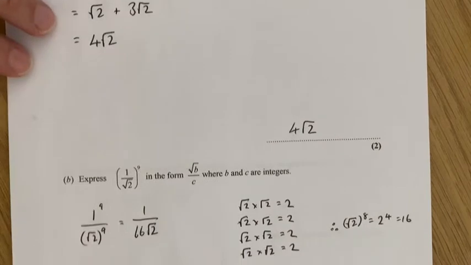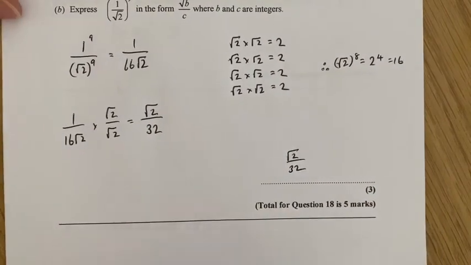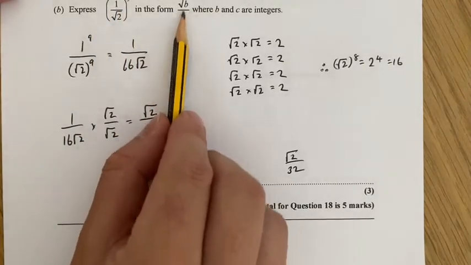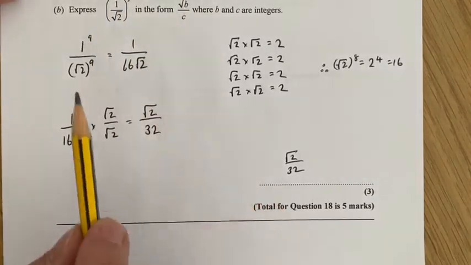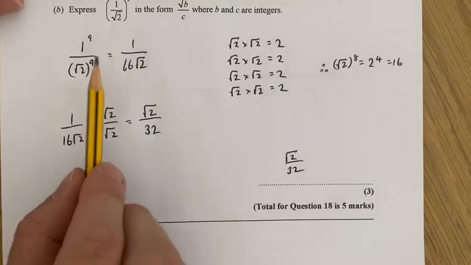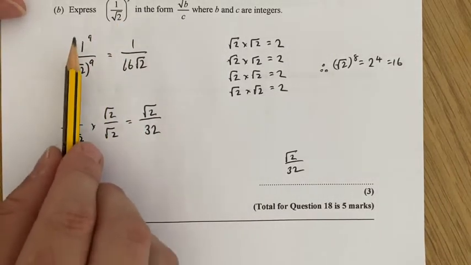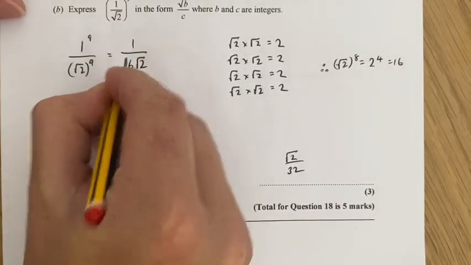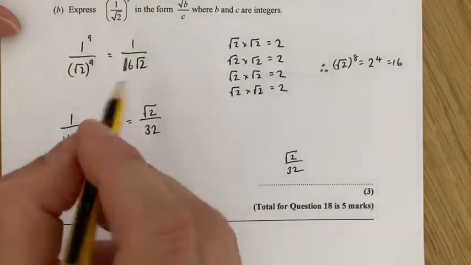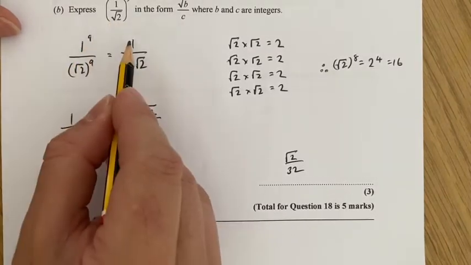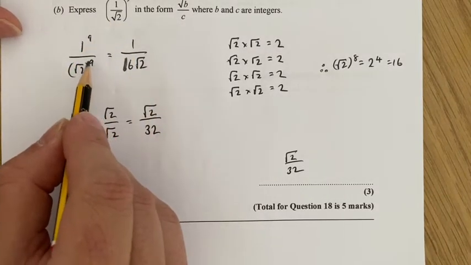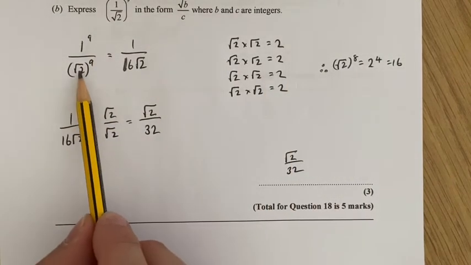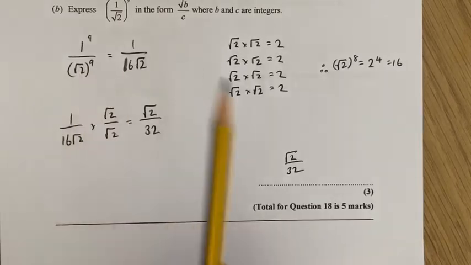Done. This one requires a bit more thinking. So we've got 1 over root 2 to the power 9, and we need to put it in this form with a rational denominator. That's a 16 there, not a 66. So we've got 1 to the power 9, which is obviously 1, and we've got root 2 to the power 9. Now I think the easiest way to explain this is to think that this is root 2 times root 2 times root 2, 9 times.